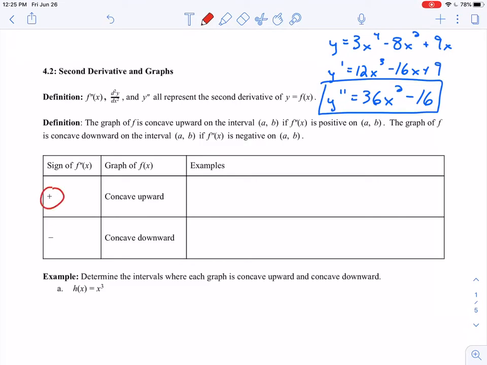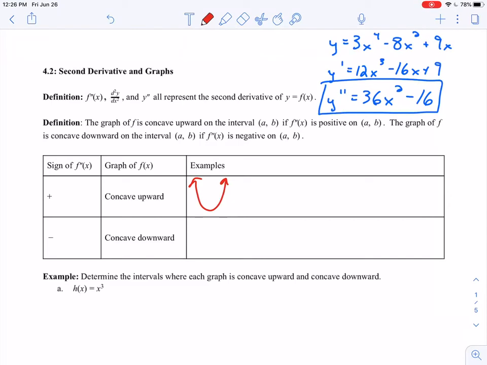So if the sign of f double prime of x is positive, that means the graph of f of x, notice we're talking about the original function. So here we're talking about how the sign of the second derivative tells us about what the original function looks like. So if our second derivative is positive, our original function is concave upward. And for this, I always think about the graph of x squared. Think about a parabola. That graph is always concave upward.